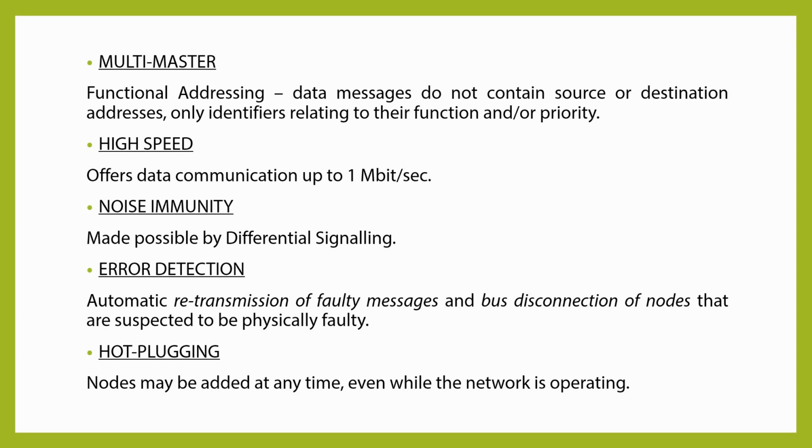So the next feature is high speed. It offers data communication up to 1 megabit per second. Noise immunity is made possible by a method called differential signaling. Then error detection: automatic retransmission of faulty messages and bus disconnection of nodes that are suspected to be physically faulty. So through these two methods we attain error detection.